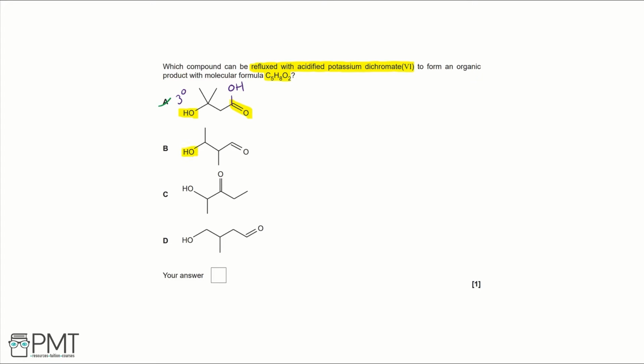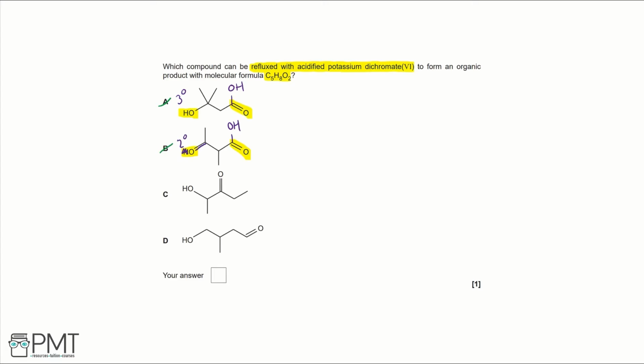So we've got this alcohol group, which is a secondary alcohol. So that will react when refluxed with acidified potassium dichromate, and it will produce a ketone. So we get rid of this hydrogen and we form a carbon double bond oxygen. And then, similar to part A, this aldehyde group will react and we form a carboxylic acid. So again, we've got 3 oxygens, so it can't be B.